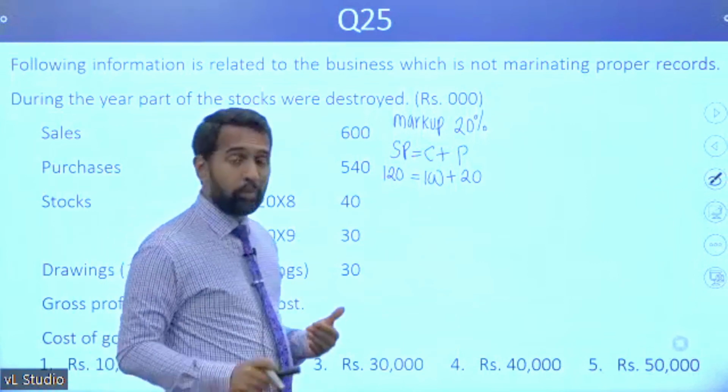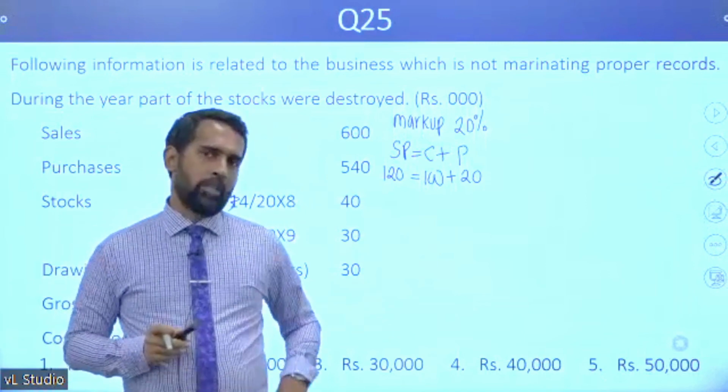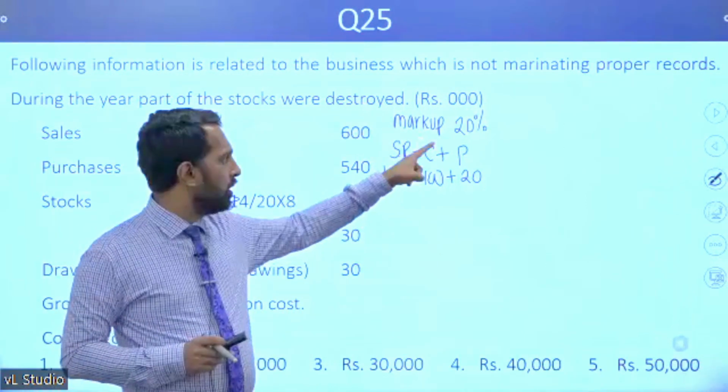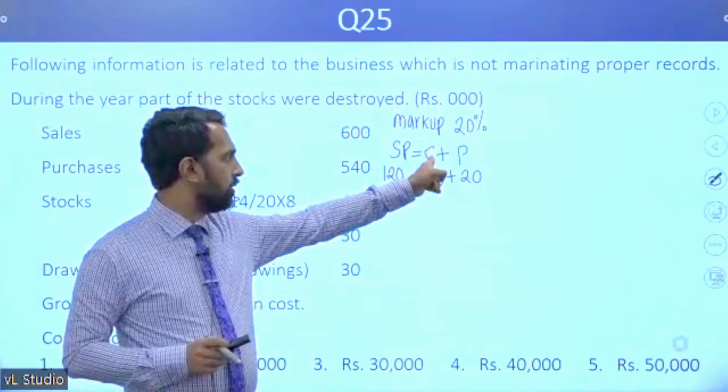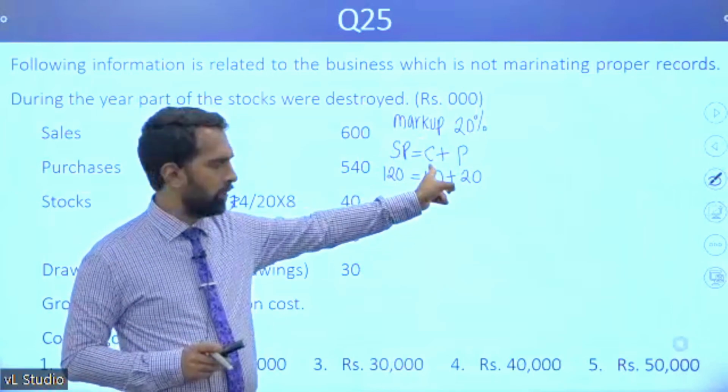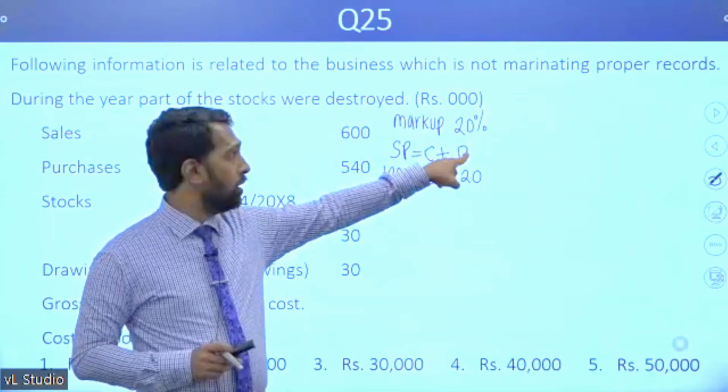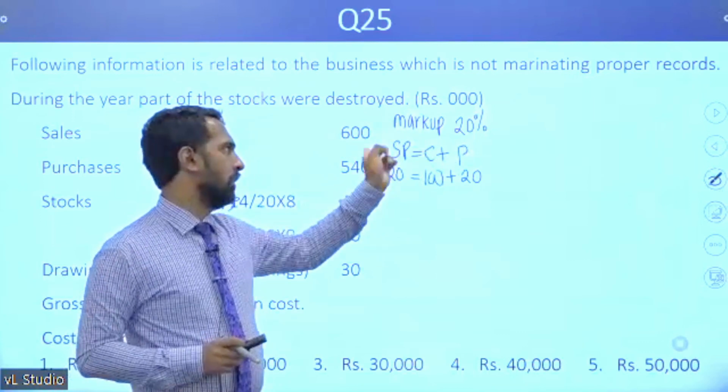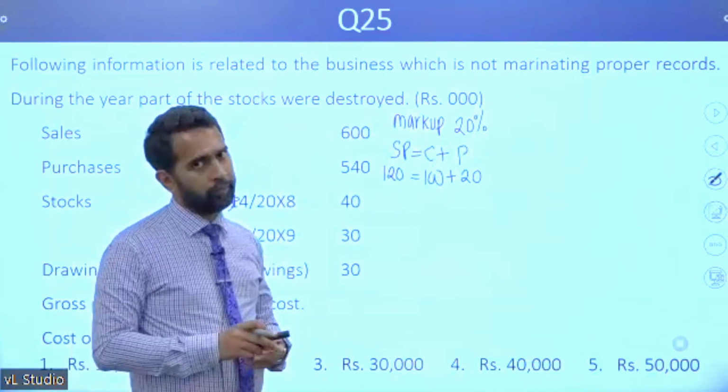There are two concepts in pricing, markup and margin. In markup, you are keeping the profit on cost. Profit on cost, so if the cost is 100. In margin, you are keeping the profit on selling price. Then the selling price will be 100. Right.